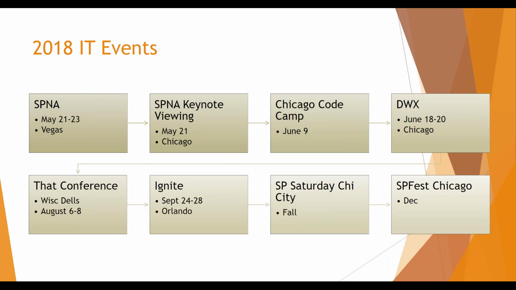This is from Michael Blumenthal, the MVP that's in charge of Office 365. A lot of IT events overlap with what I just talked about on the calendar. SPNA in Las Vegas, keynote speaking on May 21st. There's a Chicago Code Camp, June 9th. Check it out. DWX we just talked about in Chicago. There's that conference being held in Wisconsin Dells. I missed that one. I think people need to check this one out because it's just a 3-hour drive and you're in Wisconsin Dells. The kids can have fun. You can go and attend this particular conference. Ignite in September, SharePoint Saturday Chicago in the fall, and SP Fest in Chicago here in December.